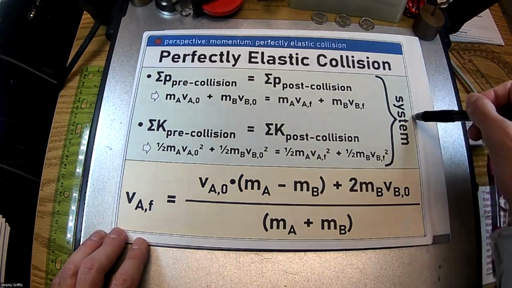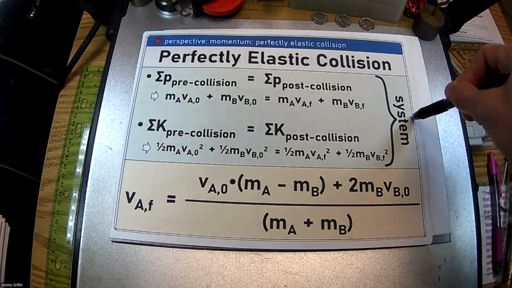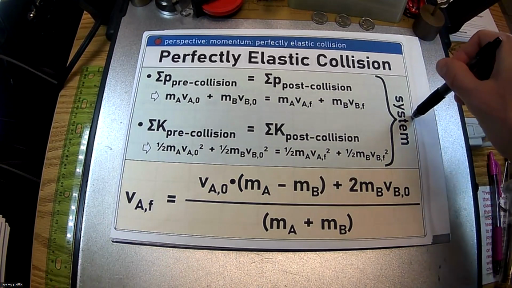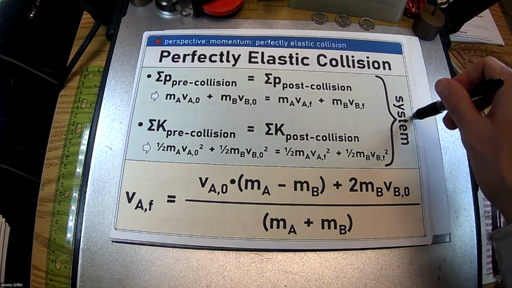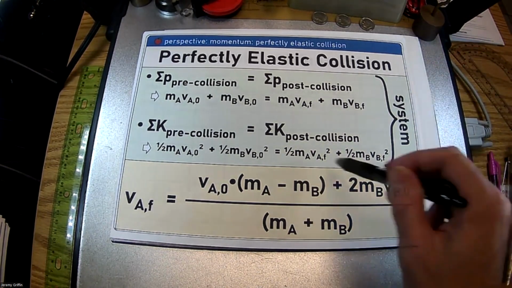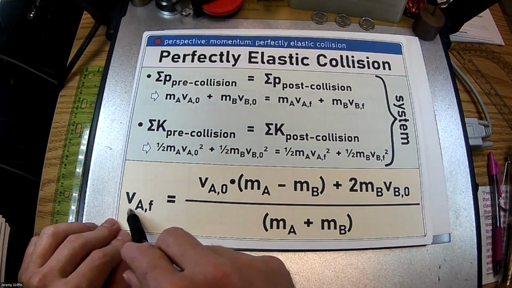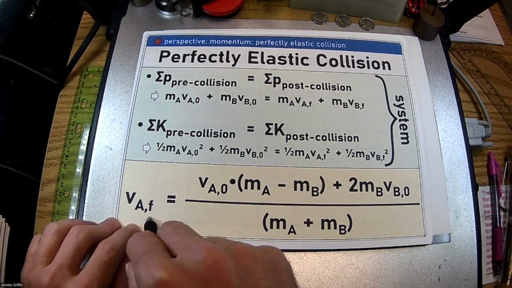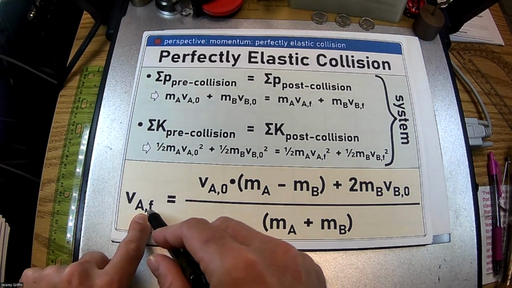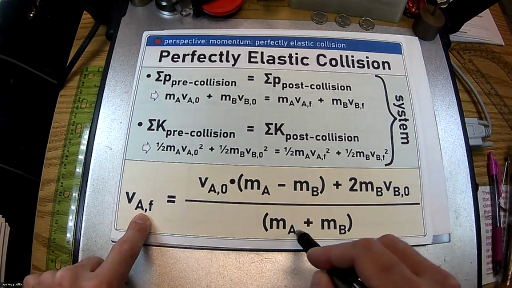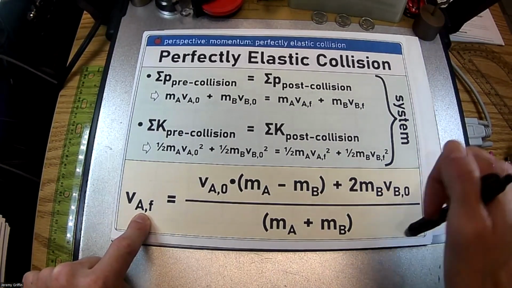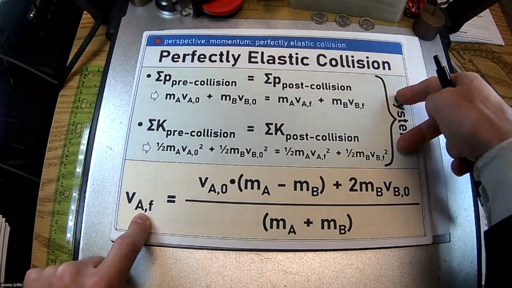Now here I've got a system of equations. You guys will solve quite a few systems of equations in this class. I can show you what the solution to that system of equations is going to be. It's this yellow box right here. This says the speed, or I should say the velocity, these are vectors, of object A post-collision, that's what f is, final, equals this crazy looking fraction right here. This yellow box is the solution to this green system of equations right here.